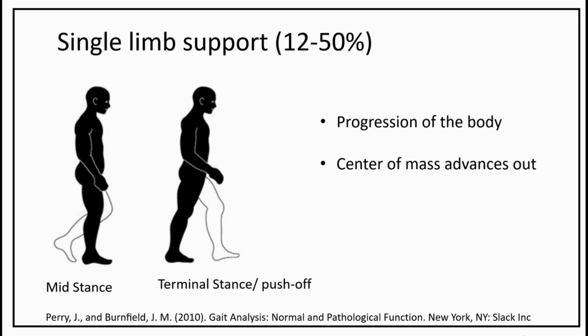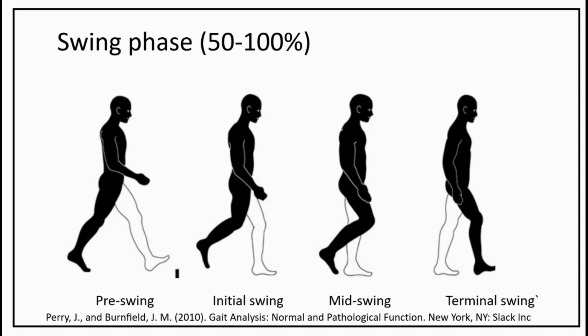The swing phase can be broken down into 4 subphases. Pre-swing takes place during 50 to 62% of the gait cycle. Pre-swing is the transition phase between stance and swing, in which the foot is pushed and lifted off of the ground. Initial swing goes from 62 to 75% of the gait cycle.